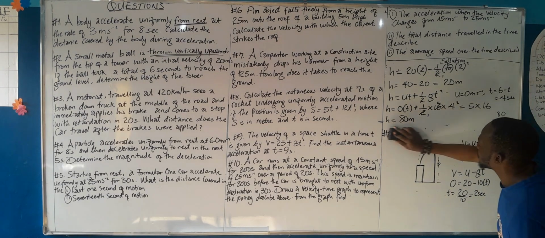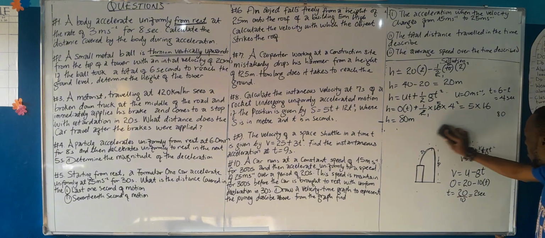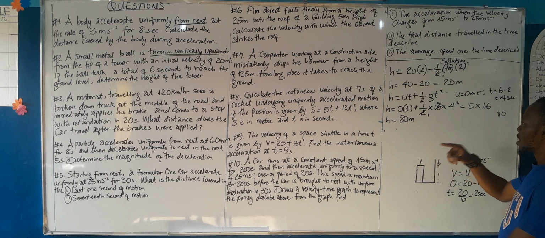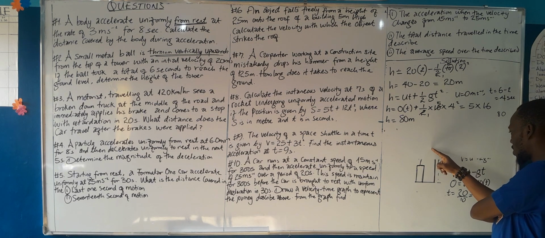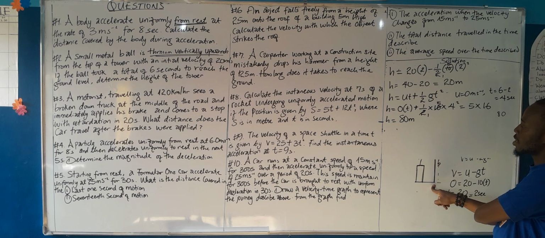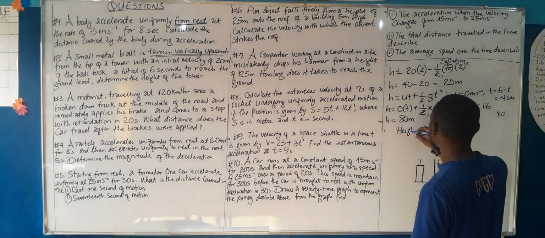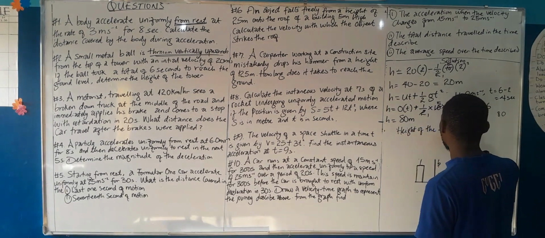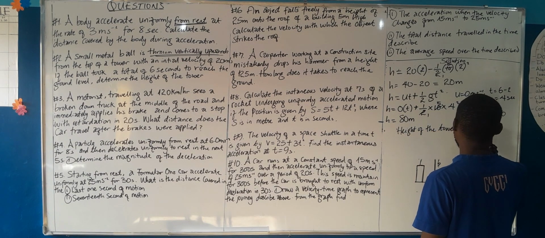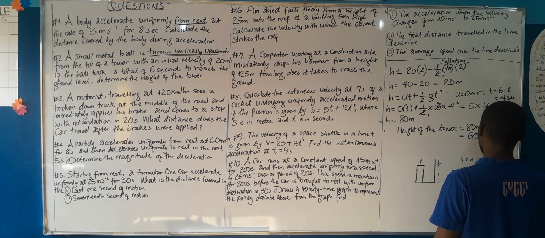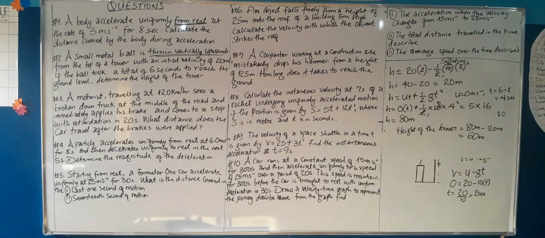Okay. Please, if you don't understand, you can just go backward in the video and watch it again. So the height for A is 20. The height from this to this is 80. So now what's the height of the tower? The height of the tower equals 80 meters minus 20 meters, which is equal to 60 meters. That's all concerning question 2.